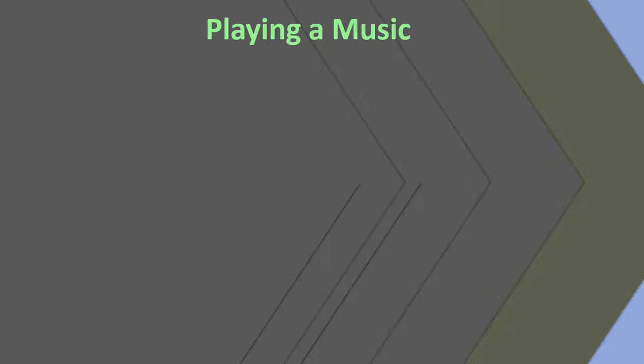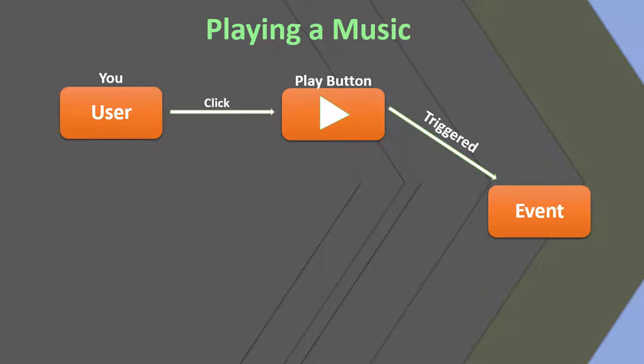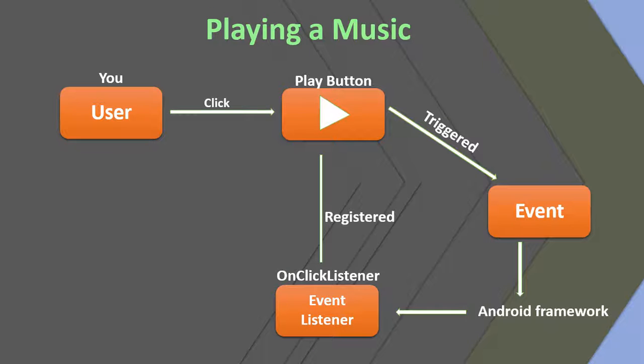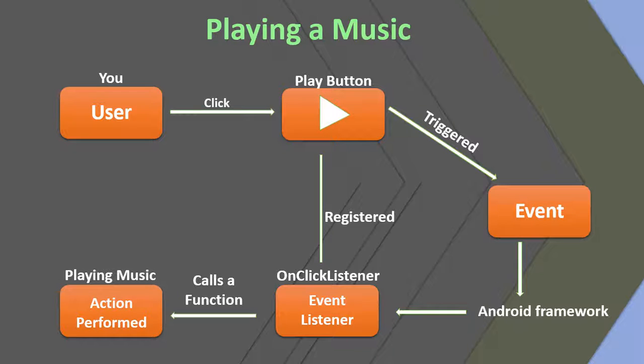Let us understand event handling by taking an example of playing music. As a user, you click on the play button, so an event is generated. And what does the Android framework do? It simply passes the event to the registered event listener object. In our case, that is the OnClickListener interface that is registered with the play button. After that, it calls a function to perform the action, called onClick, and that is to play music. In this way, the event is handled, that is, to play music when a user taps the button.